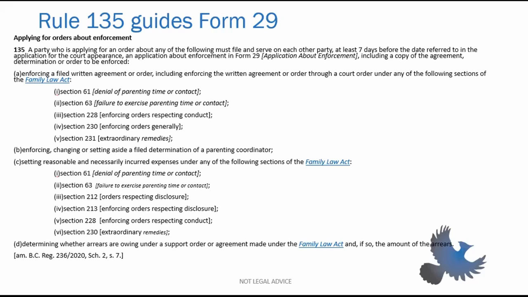And it's about applying for an enforcement of an order, and a party who is applying for an order about any of these following must file and serve the other party at least 7 days before the date referred to in the application of the court appearance with that Form 29, as well as a copy of the agreement or the order that they're talking about. As you can see, there's really specific things such as denial of parenting time, but then there's also just enforcing orders generally. So this is a good catch-all way of having orders enforced.